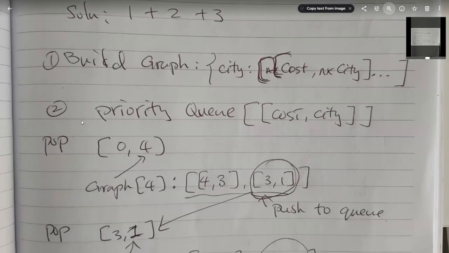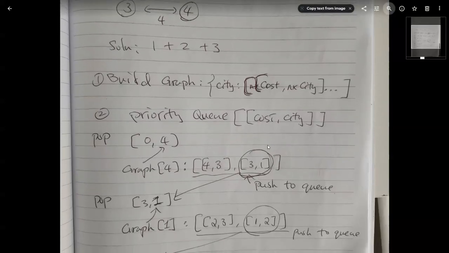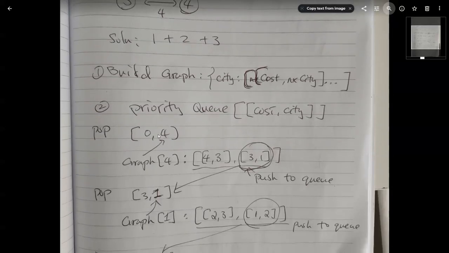So the first step is to build the graph. The second step is to solve the problem using a priority queue. The structure of the priority queue is the same: the first element is the cost, and the second element is the city that we are standing at. For this particular example, I started with the last city, which is 4, and right now I don't need to pay anything because I haven't built any connection, so the cost is 0, corresponding to the cost and the city.